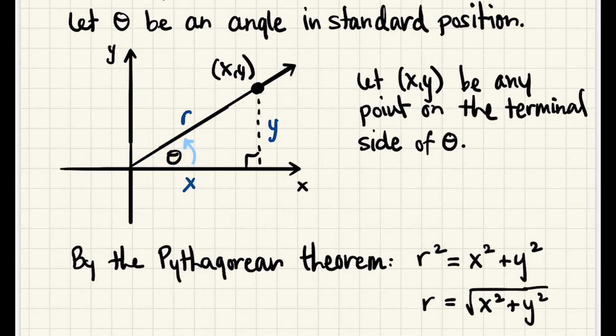Okay, and as they pertain to the ratios of the three sides of this triangle, there are 6 different ways that you can put ratios together. For instance, r over y, r over x, y over r, y over x, x over y, x over r. So therefore, there are 6 different trigonometric functions, and they all have their own names, and we're going to go through them right now.